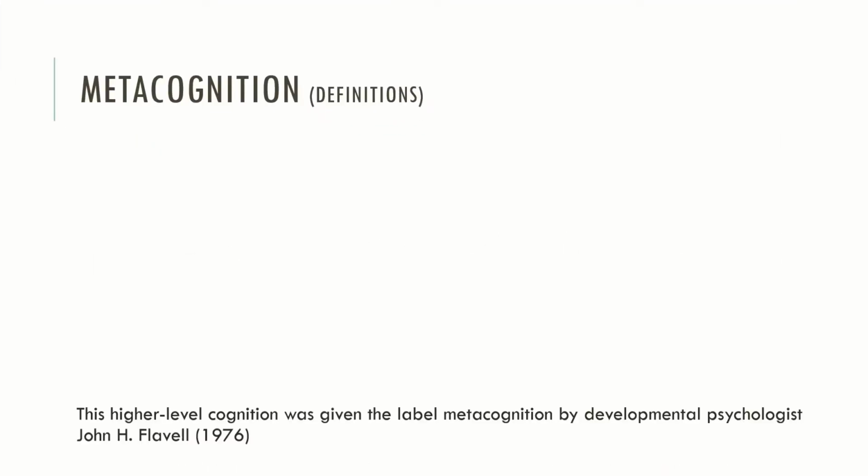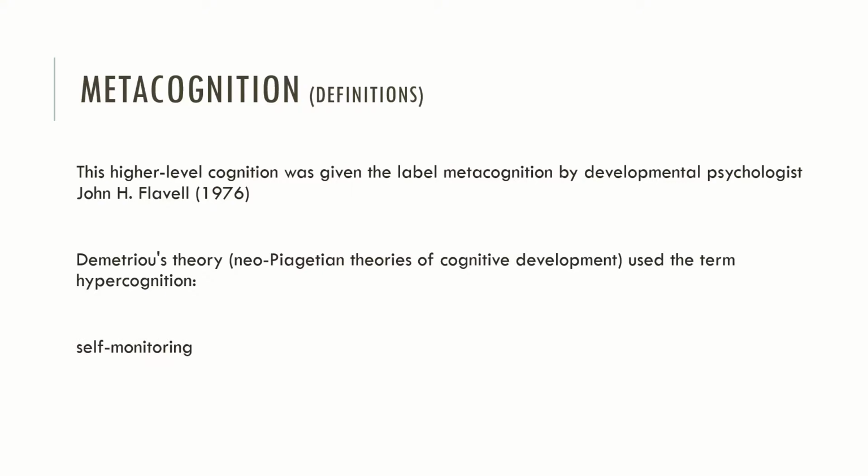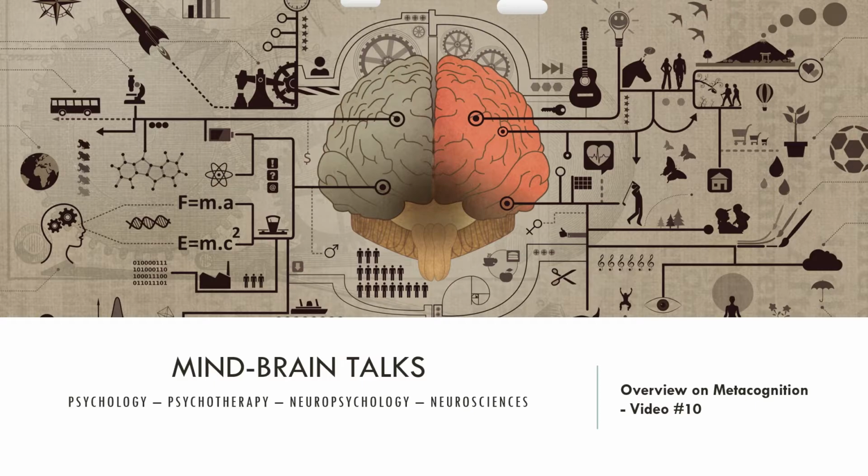John Flavell says that metacognition is a higher-level order of cognition, which is labeled by the prefix meta to describe how we use cognition to think and to reflect about our own cognition. In the Neo-Piagetian theories of cognitive development, Demetriou's theory was based on a concept called hypercognition that was related to self-monitoring, self-representation and self-regulation. We can look at metacognition by these three phases: planning, monitoring and evaluation, and the product of these three phases can be viewed as reflection. So these three phases can be applied to how individuals look at their own cognition and how they reflect about the contents of that cognition and about the processes that they use to produce some kind of thoughts, feelings, behaviors from self and other.